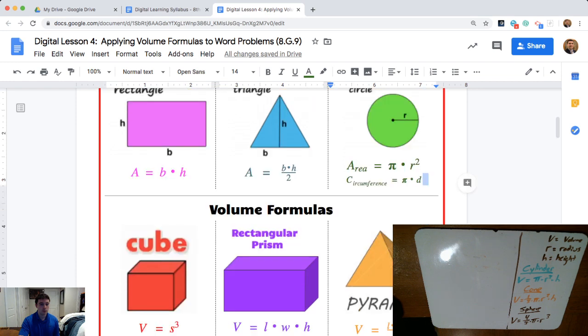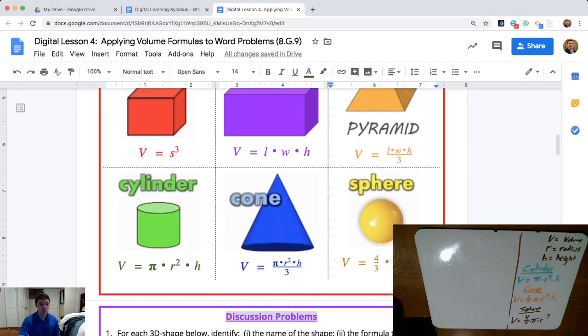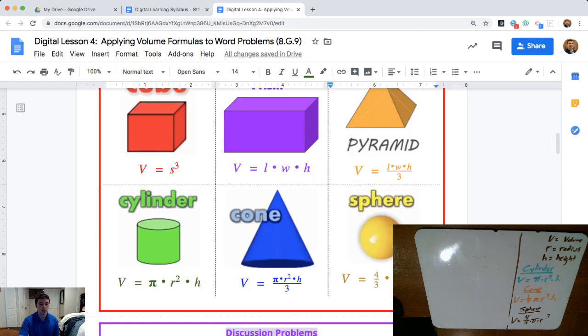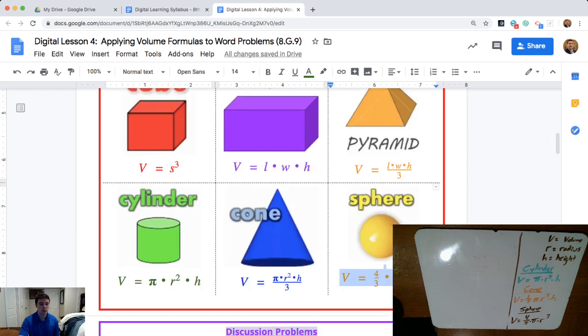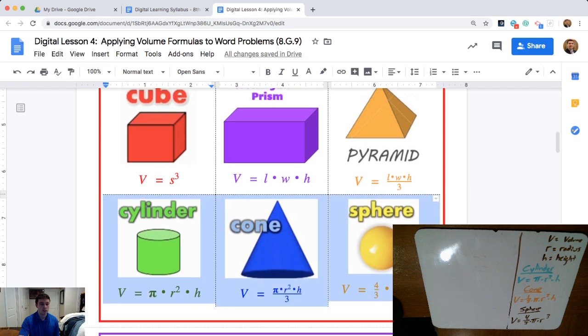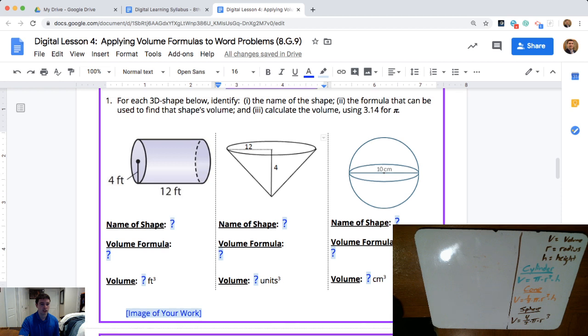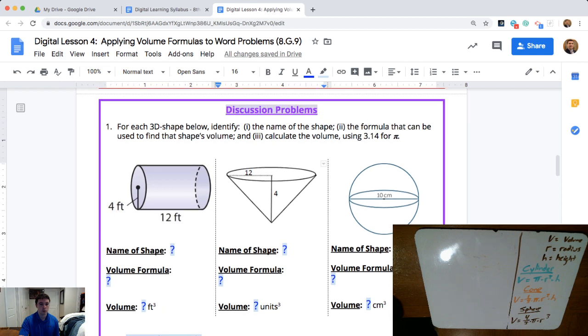Here are the volume formulas that we have on our reference sheet. The 3 ones that we're most focused on, the 3 new shapes we're working with in 8th grade, are at the bottom here. Those are the cylinder, the cone, and the sphere. We have the related formulas here you've worked with the last couple days. So hopefully, as we get to problem number 1 here, this is reviewing skills from the last couple days. They're going to ask you to identify the name of the shape for problem 1, what formula you could use to find the volume for those shapes, and then finally what the volume is.